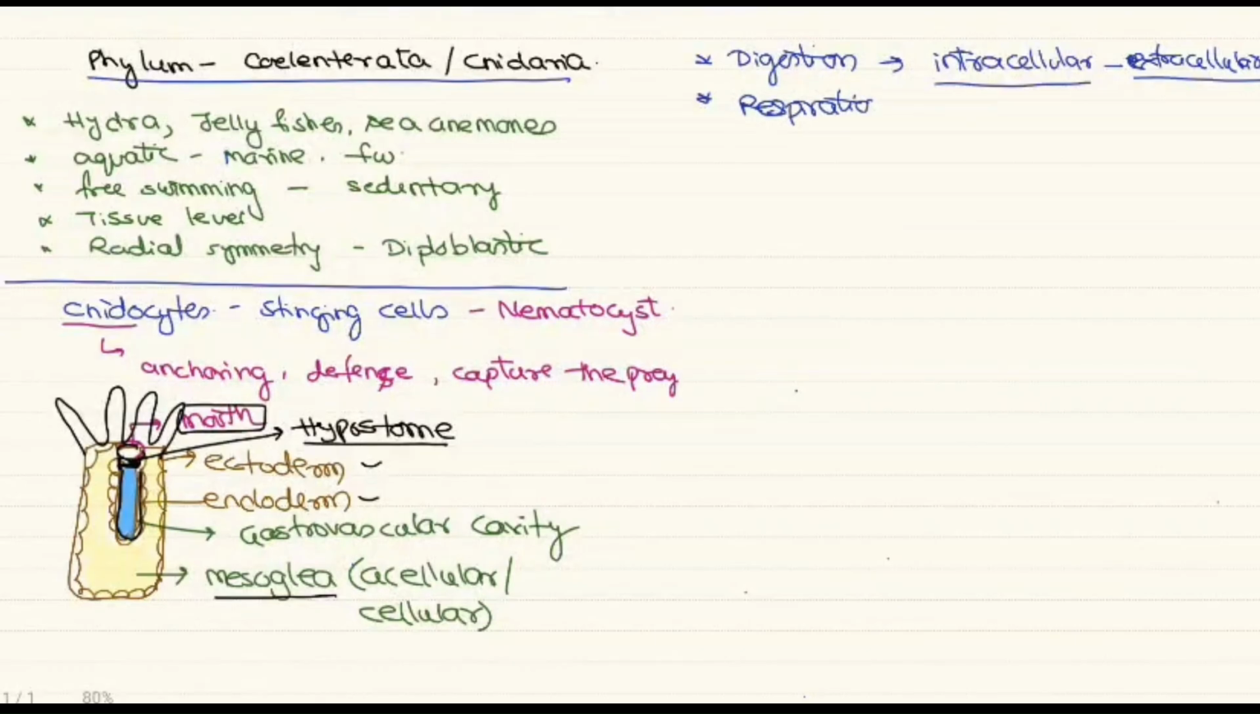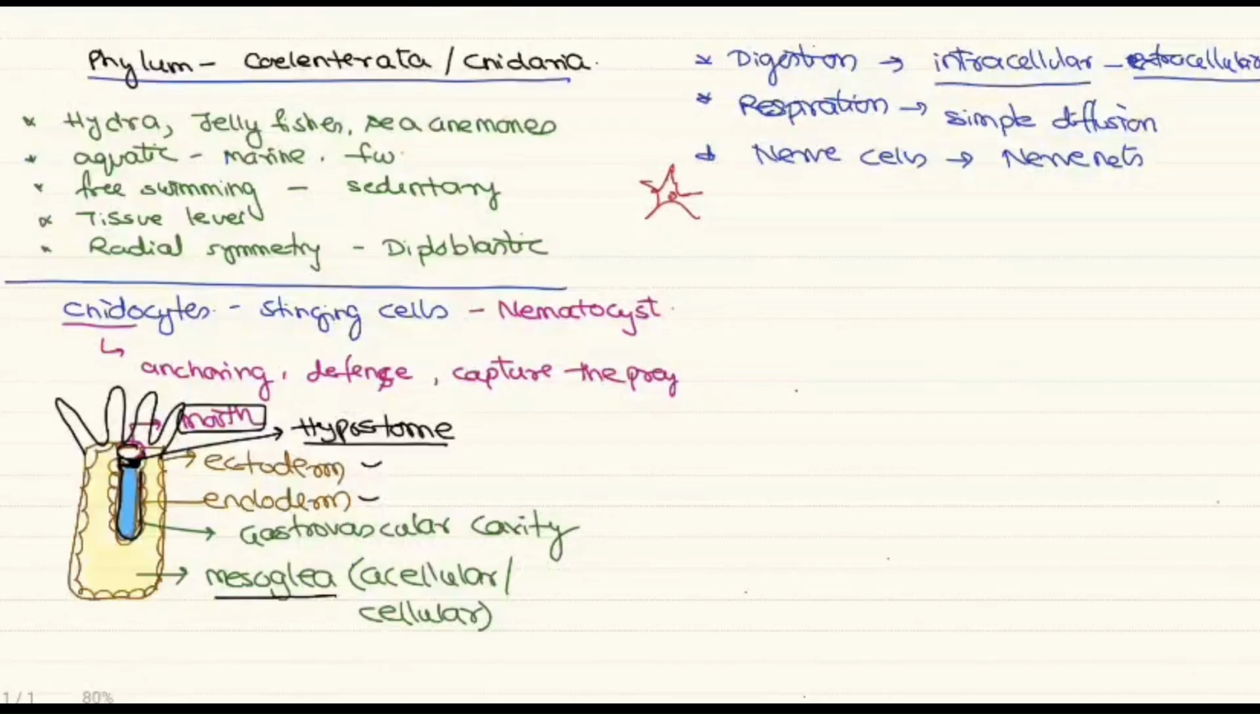The next system is the respiration. Respiration is throughout the body surface by simple diffusion method. There are no complex structures like the circulation and the excretion and all. It is done by the simple diffusion. First time you can see development of the nerve cells. Neurons are developed and these neurons will form the nerve nets.